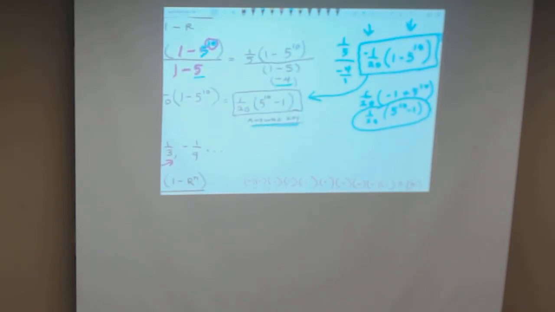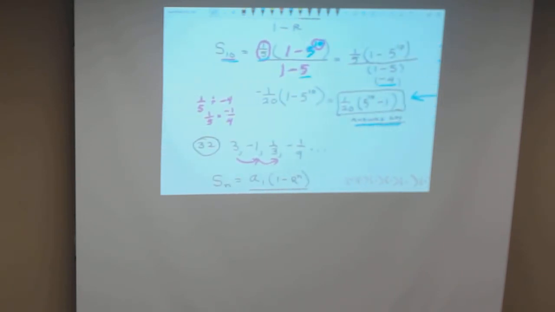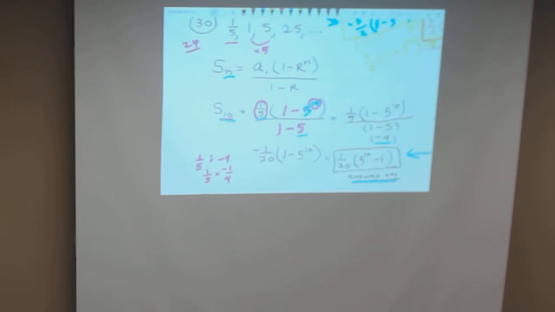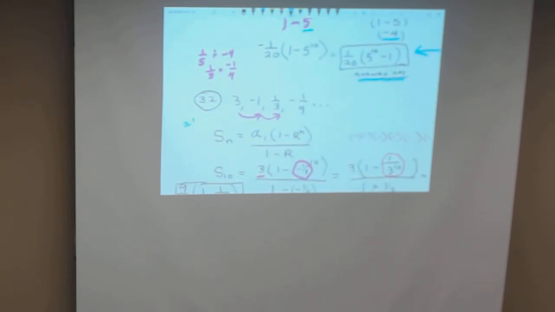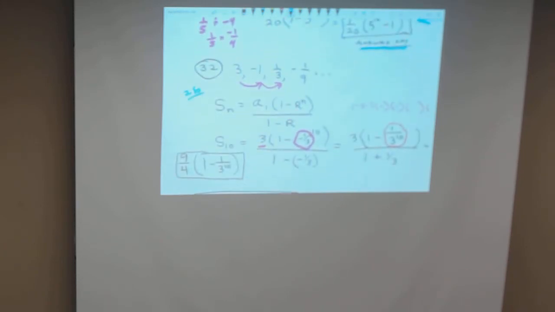Number 32, which is what? If that was 24, then this is 26. 3, negative 1. The sum of the first 10 terms would be the first term times 1 minus the common ratio, 1/3 to the 10th power, and then 1 minus negative 1/3. Sorry, the common ratio was negative 1/3. Divided by 1 minus negative 1/3.